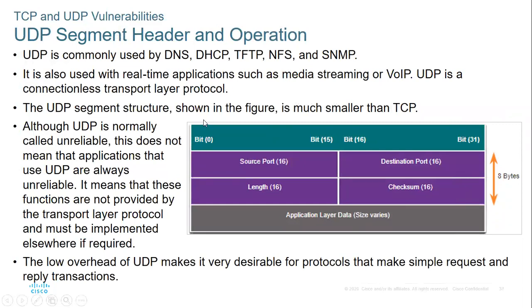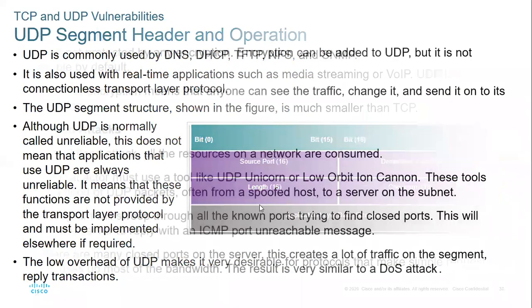This is the header of the UDP, and make sure you are also familiar with each and every field here. UDP, of course, is connectionless, that is, no connection is established. UDP is unreliable, meaning we have no acknowledgements with UDP. UDP is used by DNS, DHCP, TFTP, NFS, and Simple Network Management Protocol.